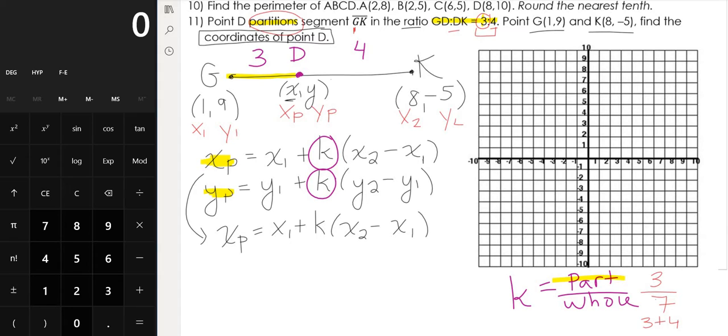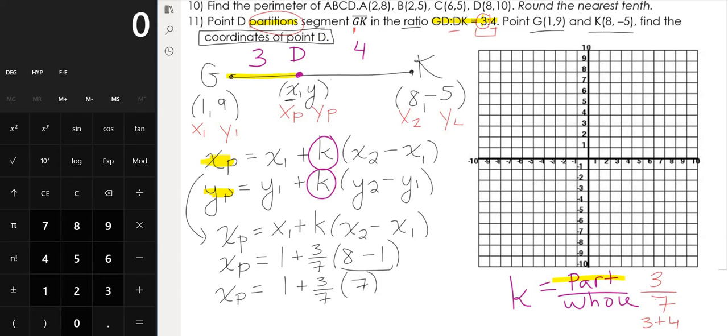And now let's start plugging in. XP is what we're solving for, so we don't have anything. X1 is 1 plus our K value, which is 3 over 7, part over whole, in parentheses. X2 is 8 minus X1, which is 1. So we're going to solve. We always start with the innermost parentheses. So XP equals 1 plus 3 over 7 times 8 minus 1, which is 7.